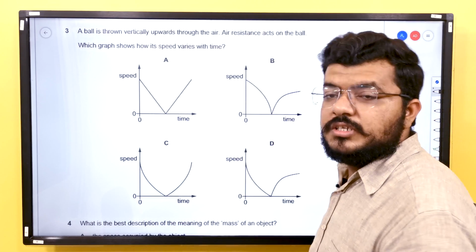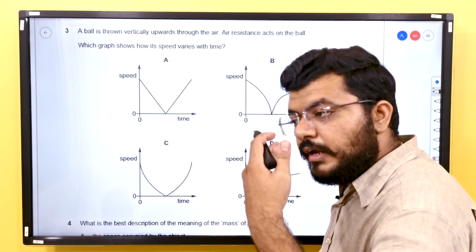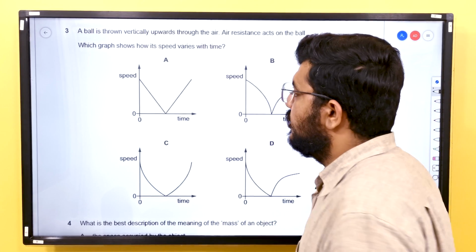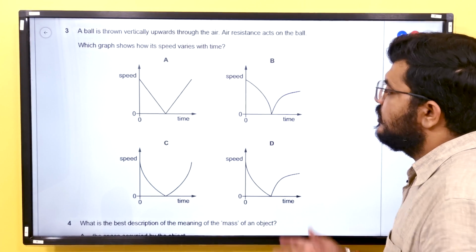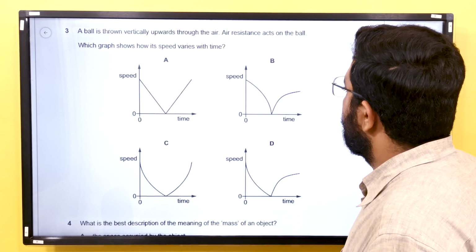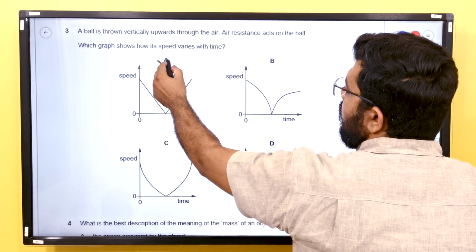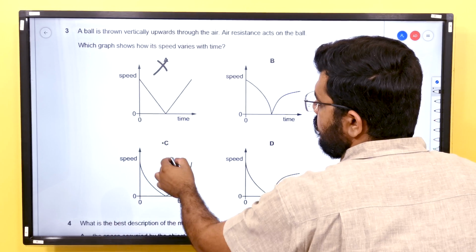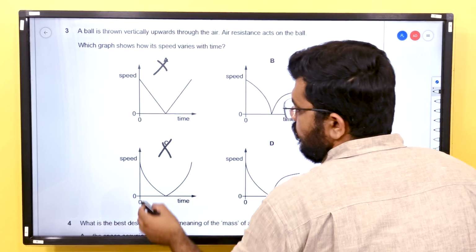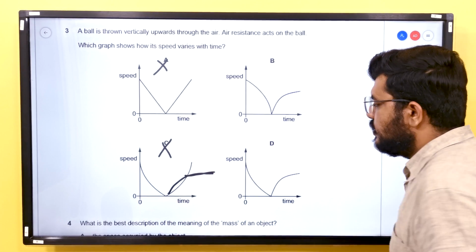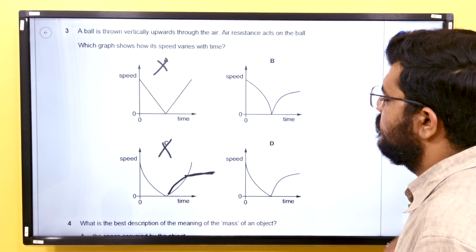Because we have to consider air resistance, our ball while falling back will reach a terminal velocity. Let's see which of these graphs agree with that. This does not have any mention of terminal velocity, even this does not, right? Because terminal velocity is when the speed becomes constant. In these two it is possible.